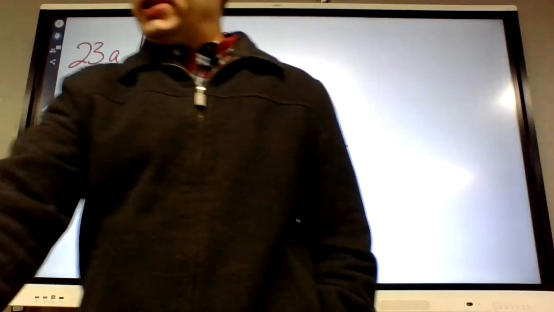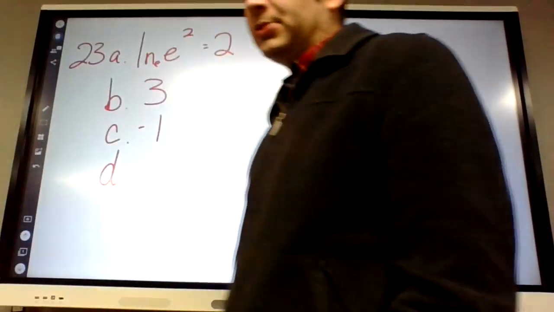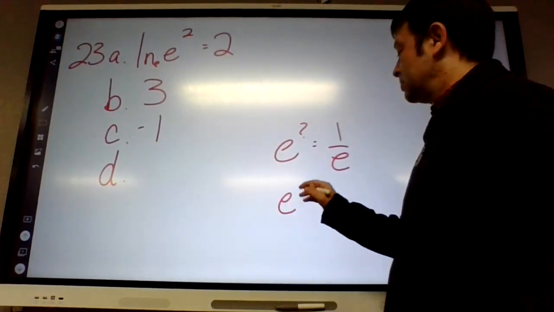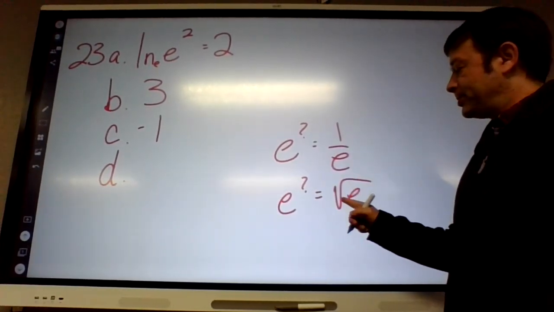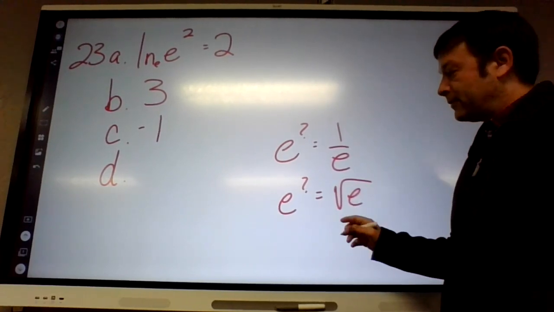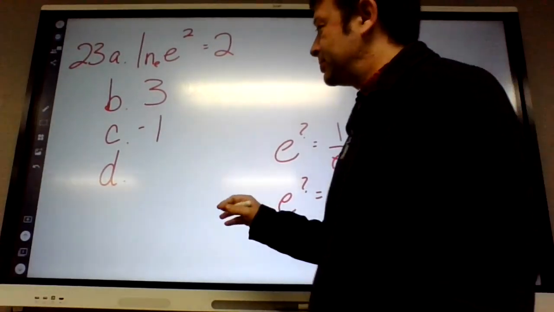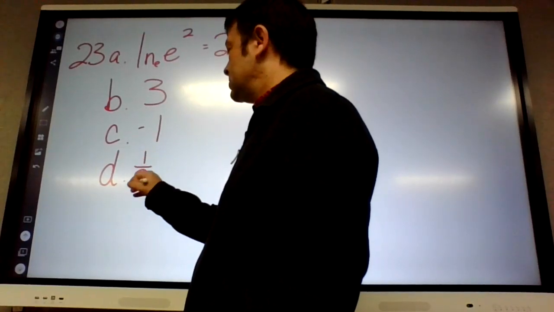D would be read as e to the what equals square root of e. What's square root as an exponent? As a 1/2. So it's e to the 1/2 equals square root of e.